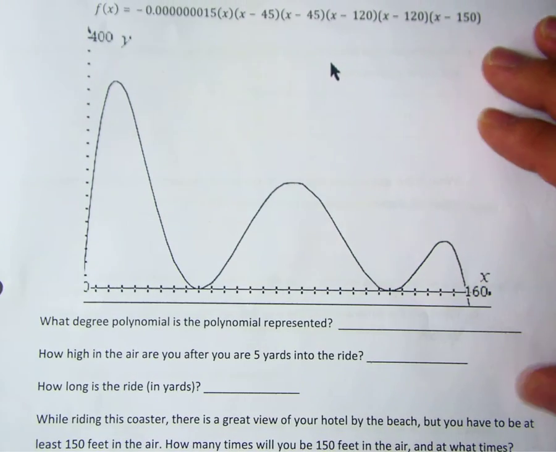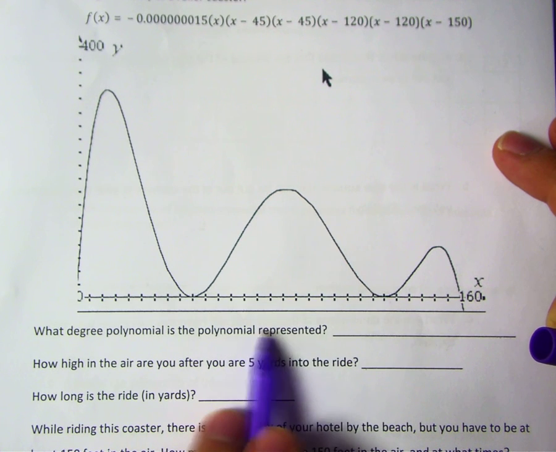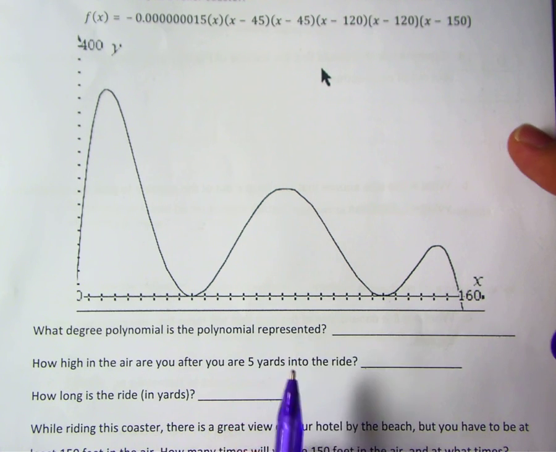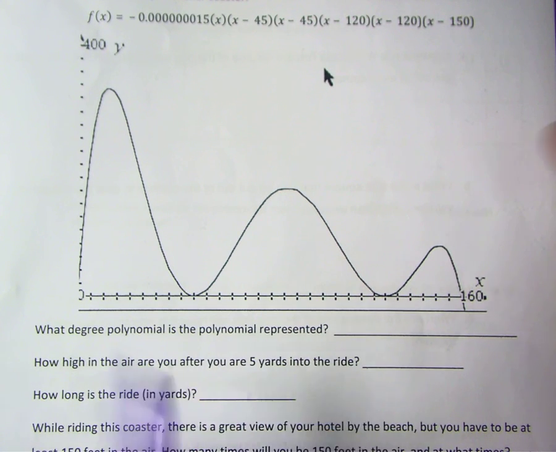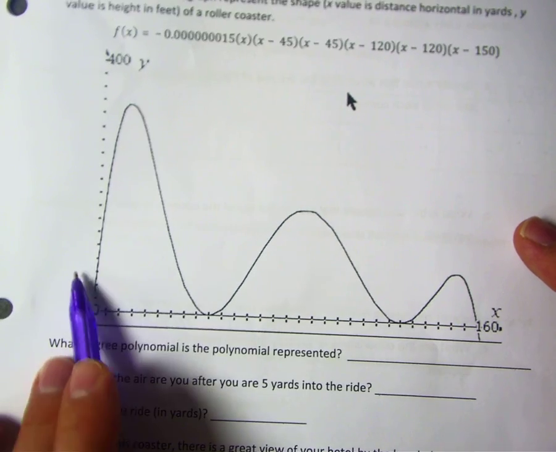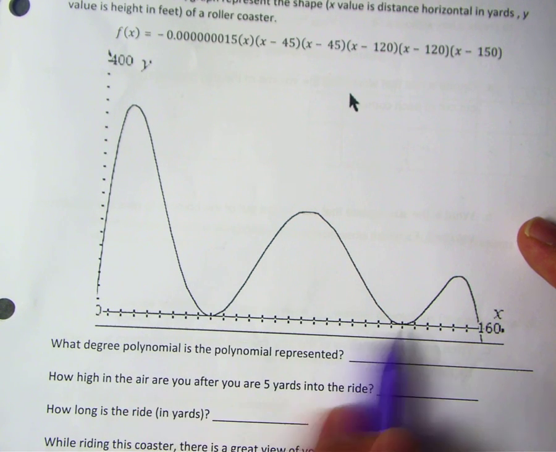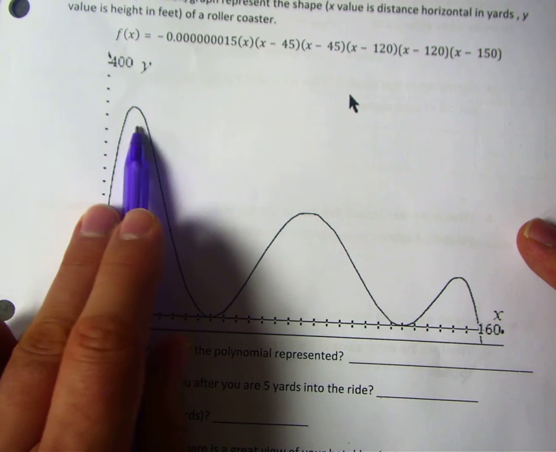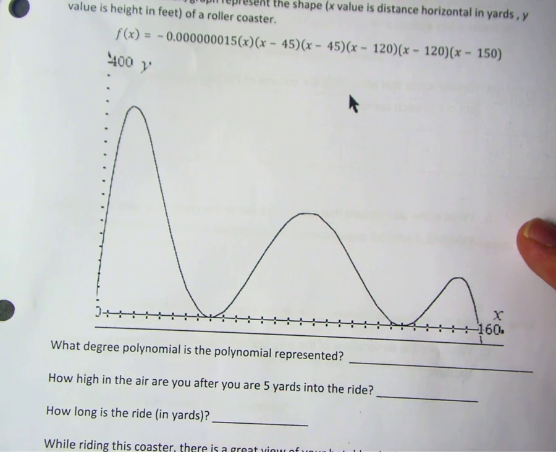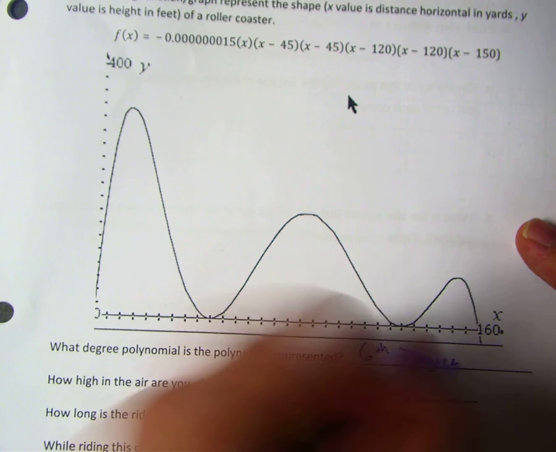So let's talk about some of the answers here, some of the work that you might work through to figure this out. What degree polynomial is the polynomial represented? What you want to think about is how many solutions it could have. What degree is it? How many factors do we have here? If you look, we got 6 factors here. So that means it's going to be a 6-degree polynomial. Also, if you were to draw a line right here, you could have up to 6 solutions, even though this one only has 4 solutions. It also has 5 turns. So this is a 6-degree polynomial from all of that stuff we just talked about.